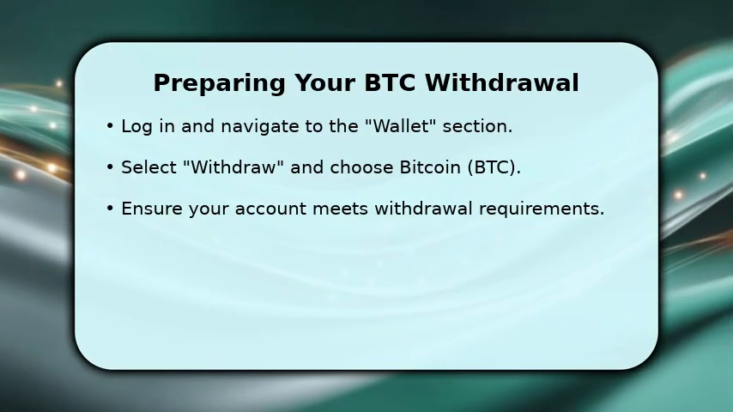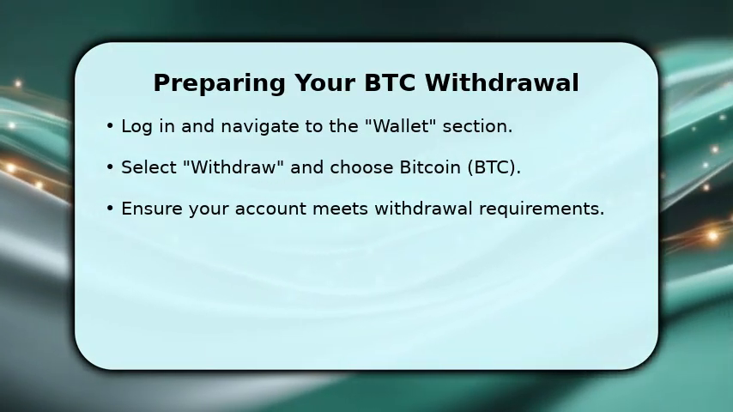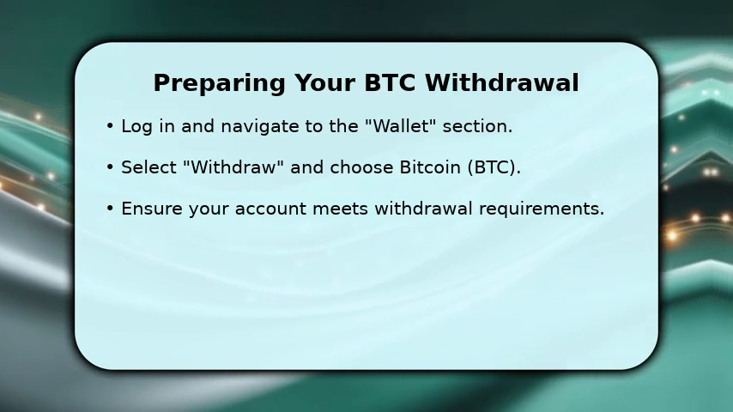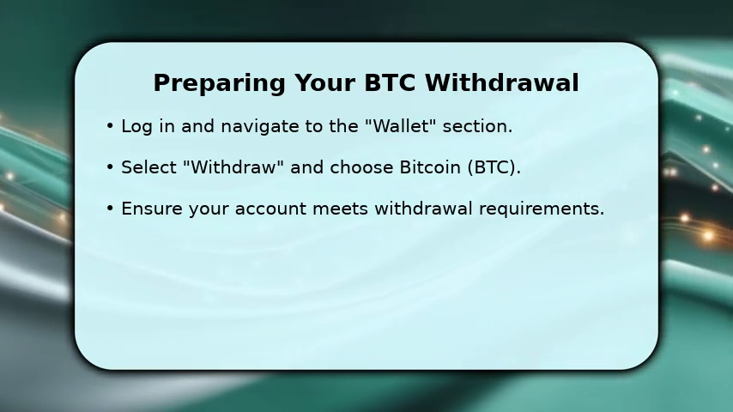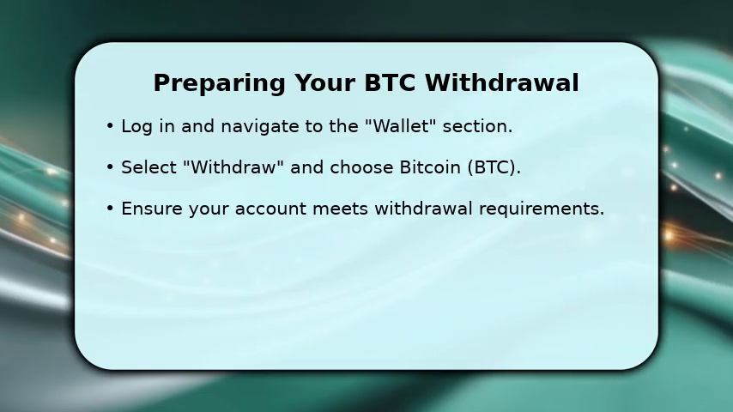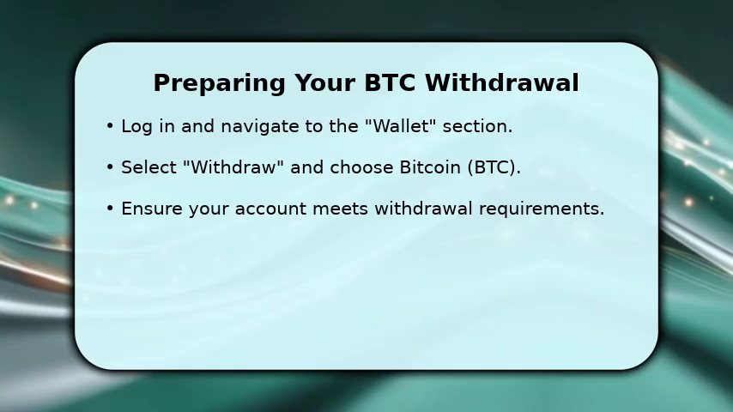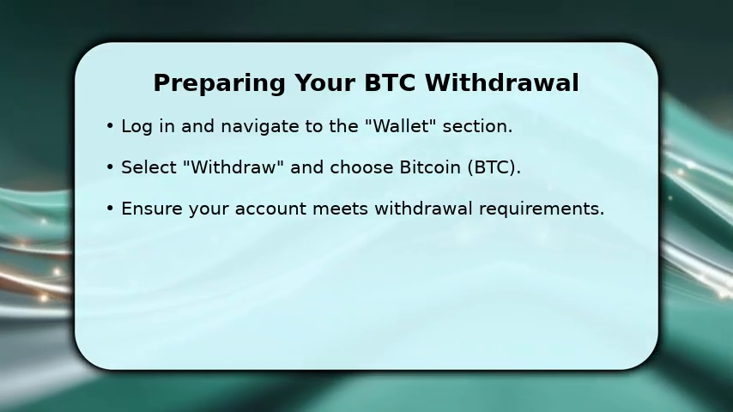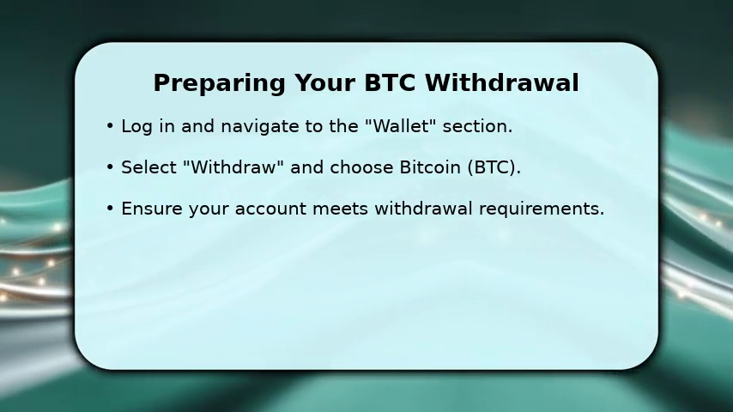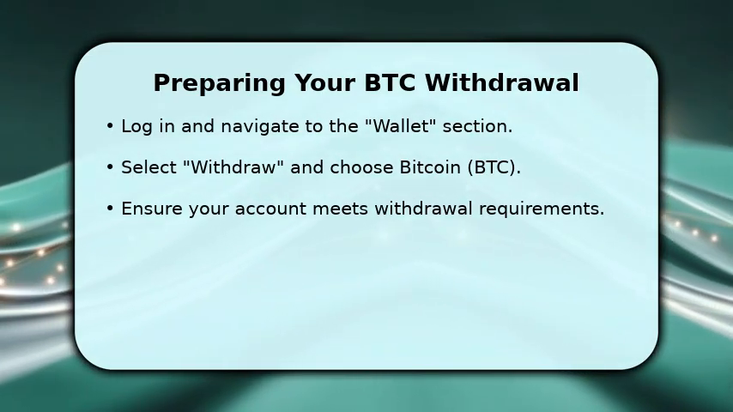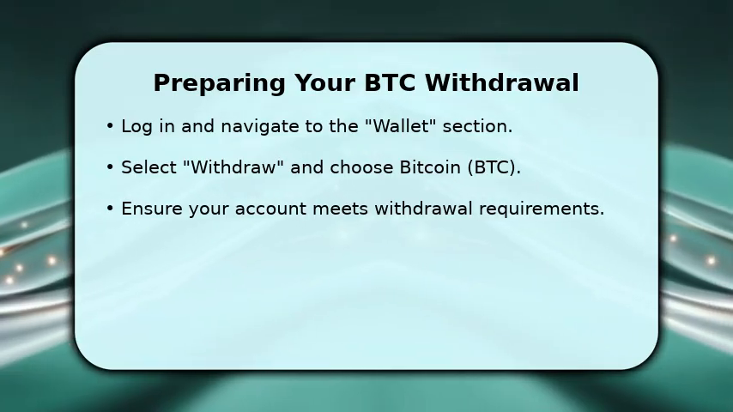First, log into your Binance US account and locate the wallet section. From there, you will select the withdraw option. Make sure to choose Bitcoin or BTC from the list of available cryptocurrencies. Before proceeding, confirm that your account is fully verified and meets all necessary withdrawal requirements to avoid any delays.